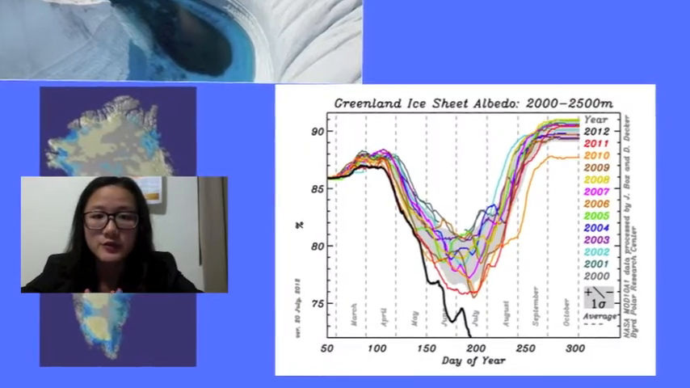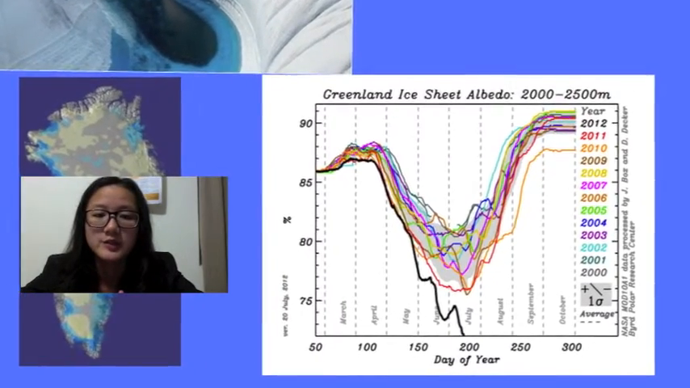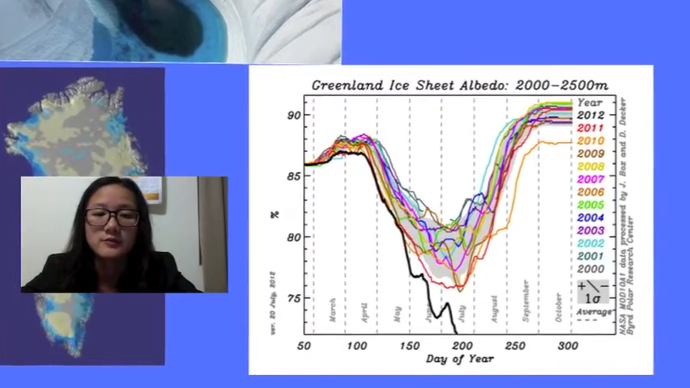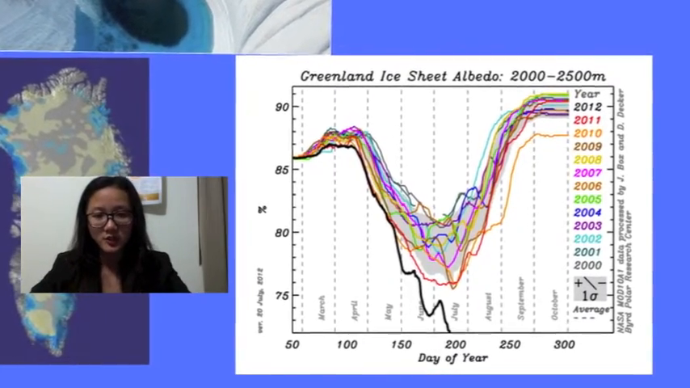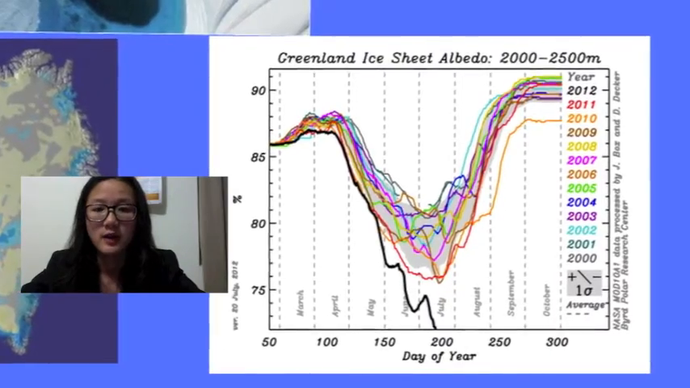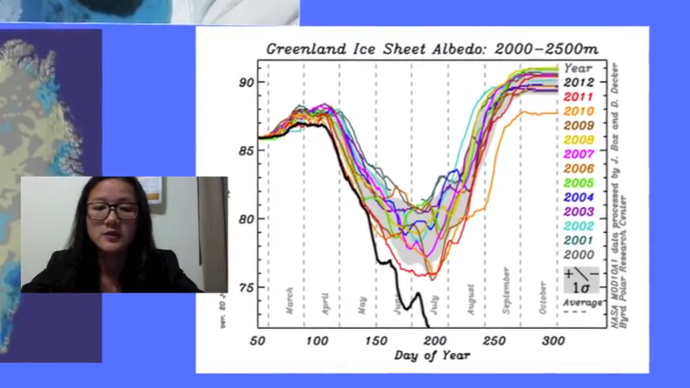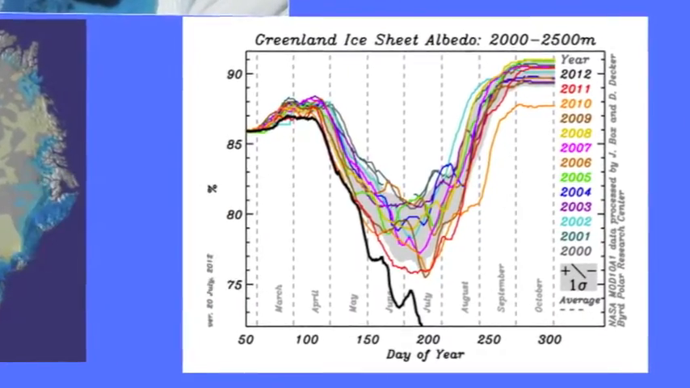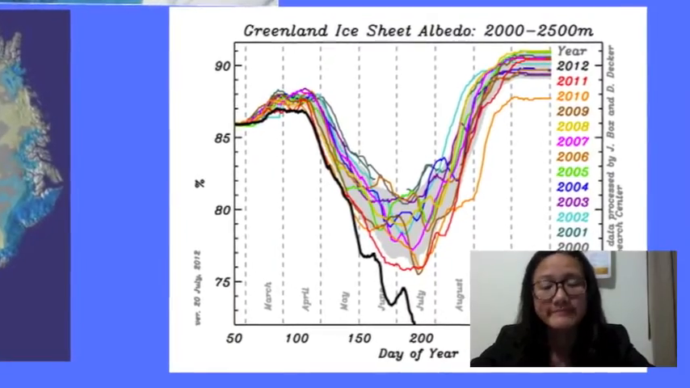Please direct your attention to the image on the bottom right corner. This image shows the albedo of Greenland ice sheet throughout the years of 2000 to 2012. And take a look. Each year, during summer, the albedo has continuously declined. The average, which is the black line, has literally dropped off the bottom of the chart. And this means melt.